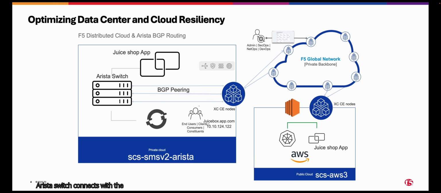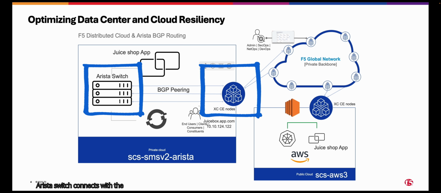The Arista switch connects with the CE cluster via L3 interfaces. BGP peering is established between the Arista switch and the CE nodes, enabling dynamic routing. ECMP routing is used to distribute traffic evenly, enhancing the overall resiliency of the network.